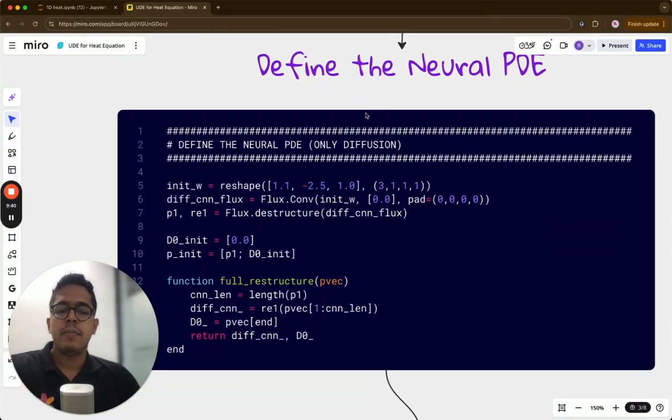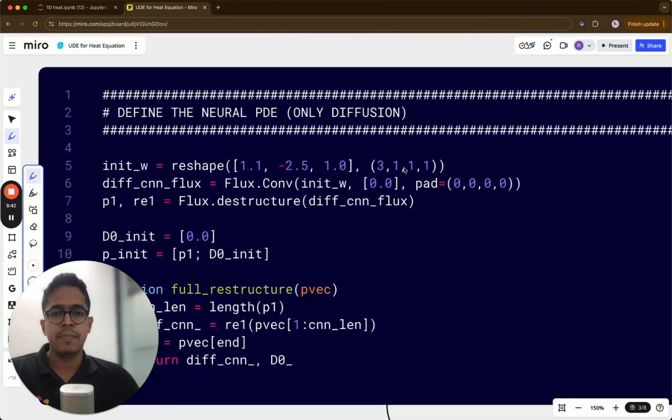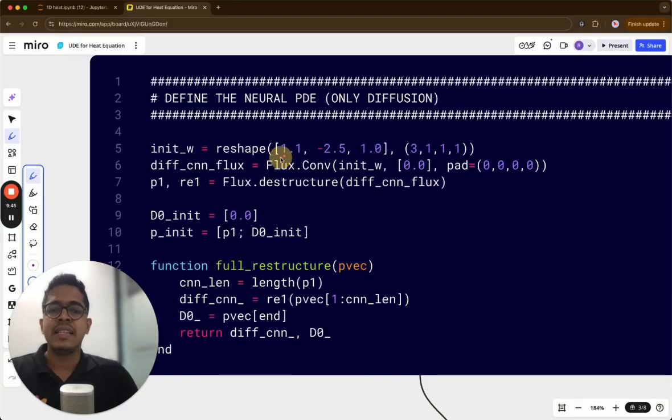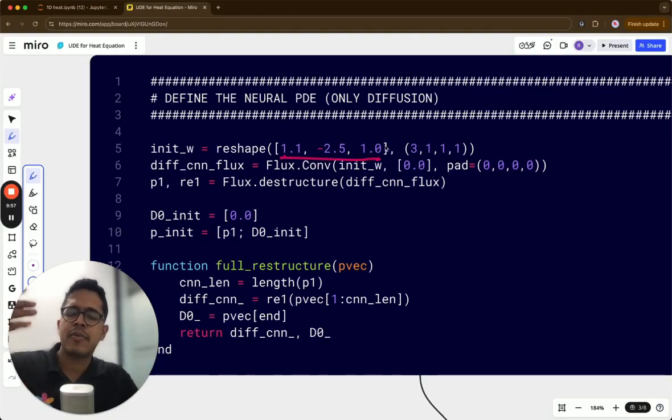Now let us define the partial differential equation plus neural network system. We are saying that the initial weights of the stencil are not exactly 1, minus 2, 1. I'm starting with 1.1, minus 2.5, 1.0. Of course, you can start with different weights, but the farther the weights are from what is expected, the more iterations it will take for your predictions to converge. Here the sum is not 0, so please note. But I will show you where I am defining the loss such that the sum of these three numbers should be equal to 0.